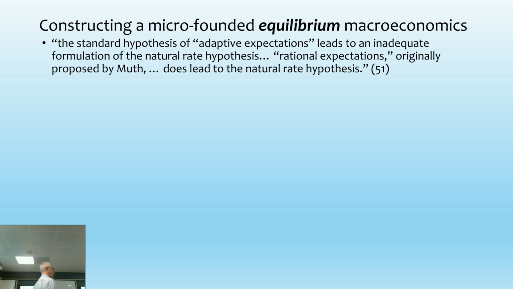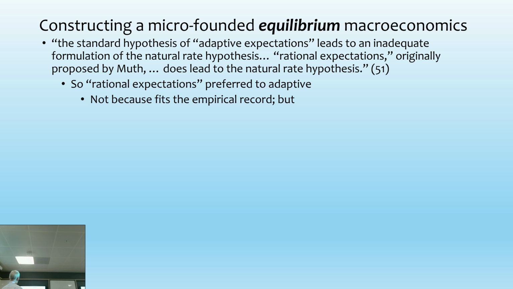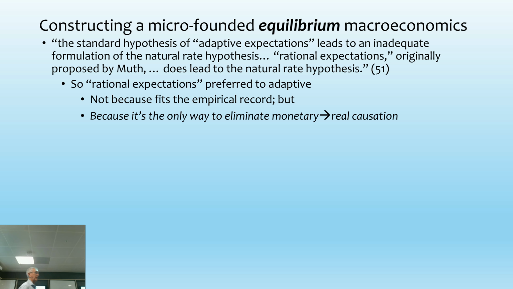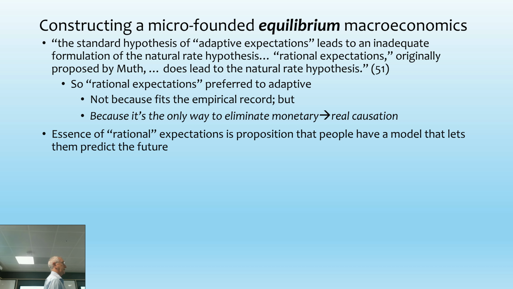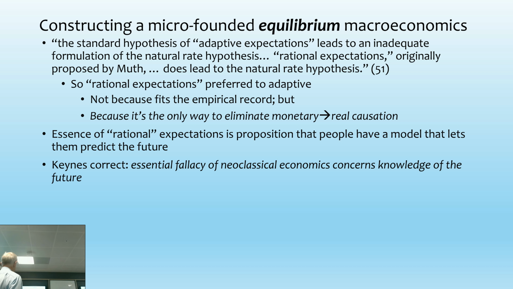They didn't want to have this idea that you could be out of equilibrium. So he said rational expectations are preferred to adaptive, not because it fits the empirical record, but because it's the only way to say monetary policy can't change the real level of output. And the essence of it is that you have a model which can predict the future. And this is again Keynes's point that the essential fallacy in neoclassical economics is about knowledge of the future.